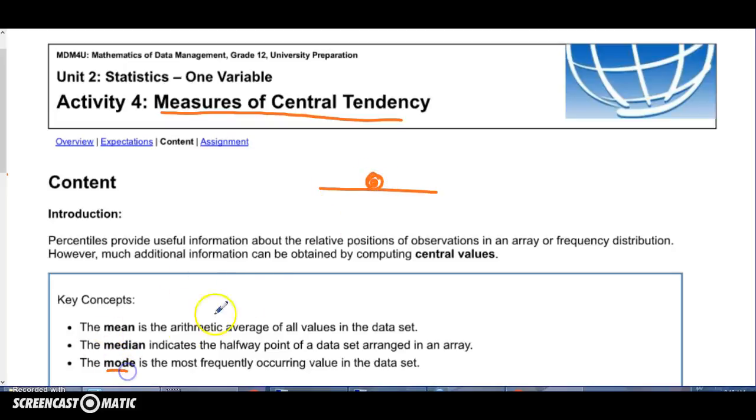is the mode. So if you got a bunch of kids in a class and you want to talk about how old they are, you might say, well, pretty much most of them are 17 years old. Okay, so that's one way to talk about it. The median is another way to talk about it.